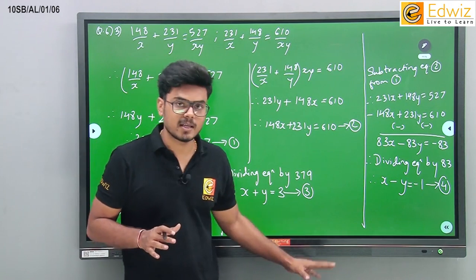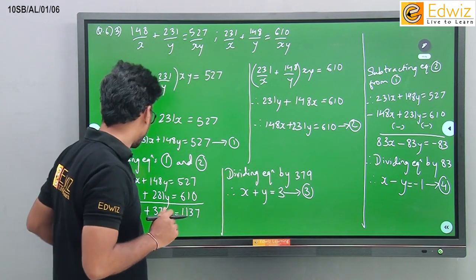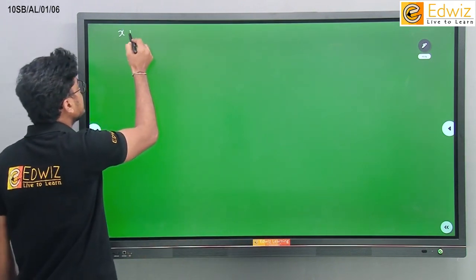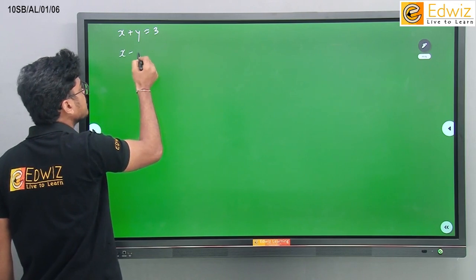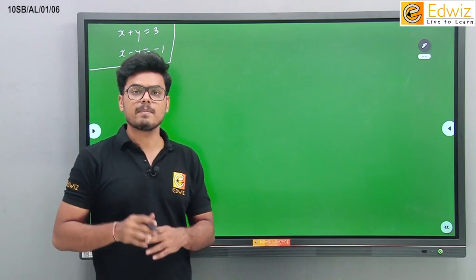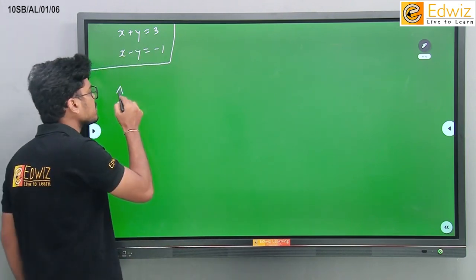Okay students, so I hope you are done till here. Let us solve these two last equations now to find out the answer for x and y on the next page. So our equations are x plus y equal to 3 and x minus y equal to minus 1. I have just written it here for my reference. Let us solve them. We will just add the equations and y will get eliminated. Adding equation 3 and 4.